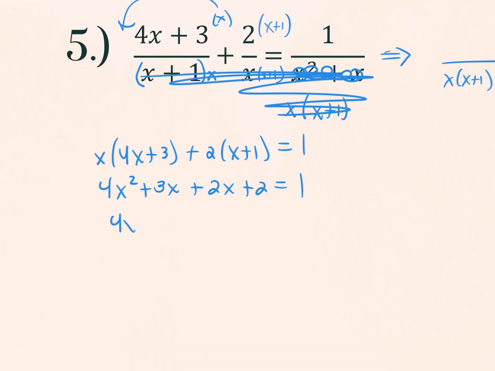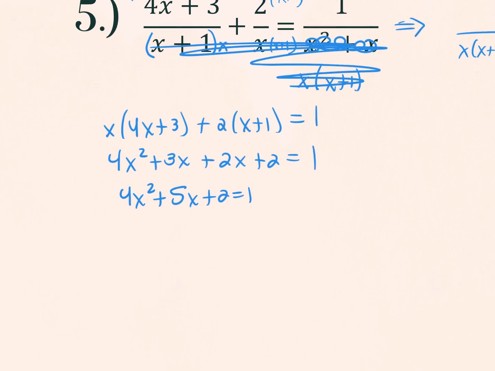So I have 4x squared plus 5x plus 2 equals 1. What's my next step? Subtract 1 from both sides. Perfect. So 4x squared plus 5x plus 1 equals 0.